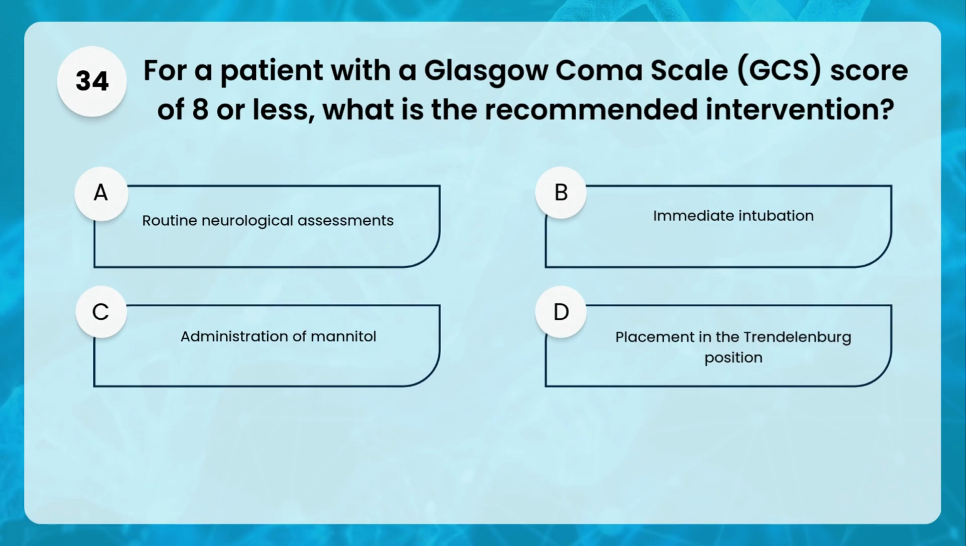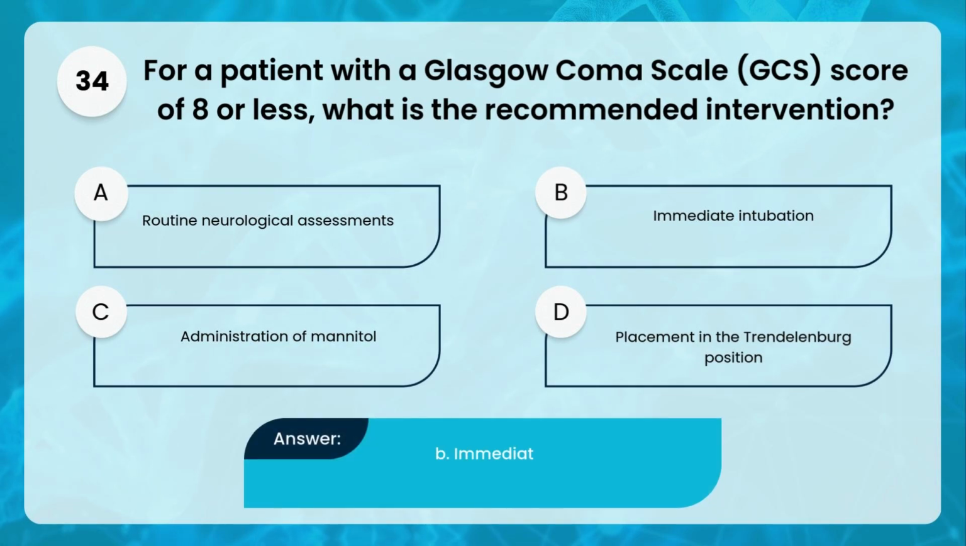intervention? A. Routine neurological assessments. B. Immediate intubation. C. Administration of mannitol. D. Placement in the Trendelenburg position. The answer is B. Immediate intubation.